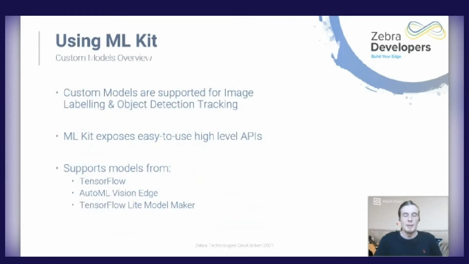Okay, I mentioned that you can use custom models. Custom models are supported for the image labeling and object detection and tracking APIs. MLKit exposes pretty easy to use high-level APIs for leveraging your own custom models, and it will support custom models from either TensorFlow, AutoML Vision Edge, or TensorFlow Lite Model Maker. These all come from Google, so these are just three different ways of creating models using Google's tools, and all of these are compatible with MLKit.